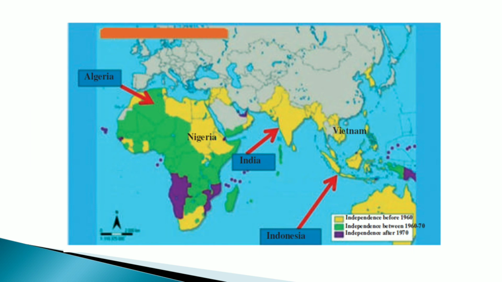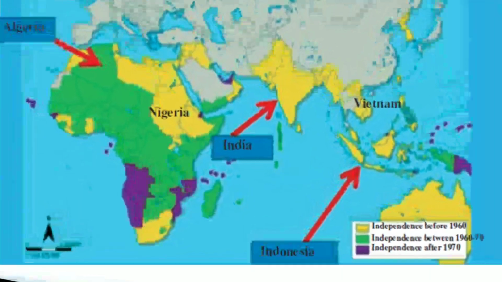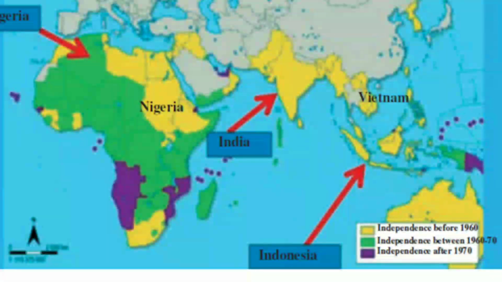You can clearly see in the map that there are countries which are shaded in green, yellow, and purple color. So that you can understand, the countries which are highlighted in yellow got independence before 1960, and the countries which are highlighted in green got independence between 1960 to 1970, and the purple highlighted countries gained independence in 1970.